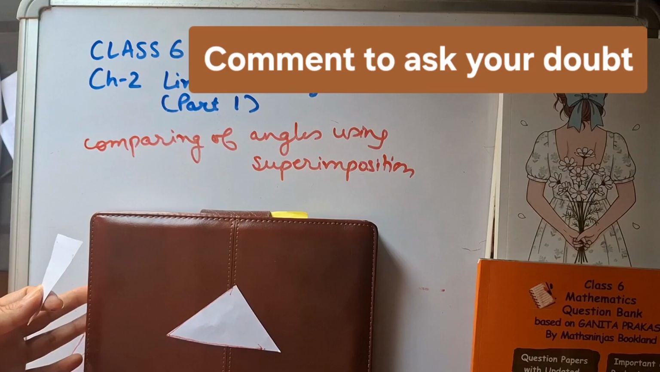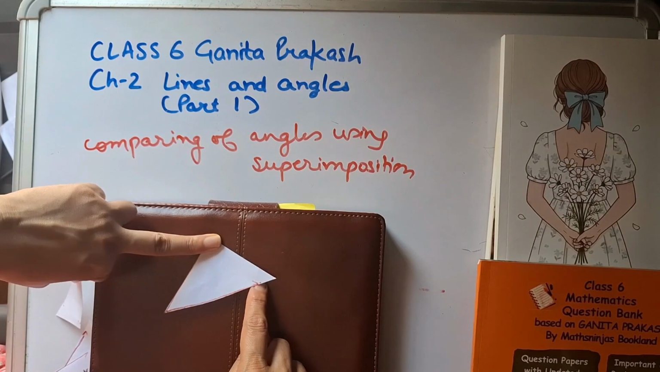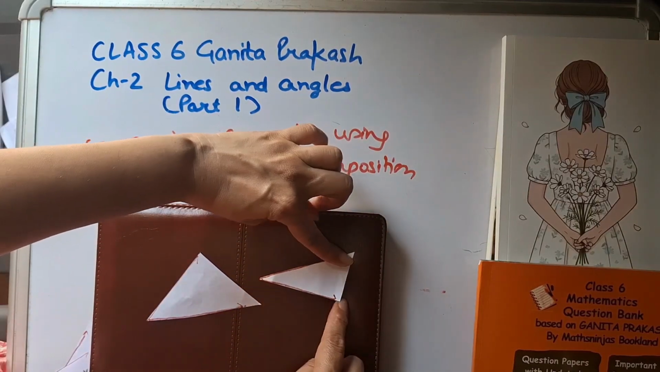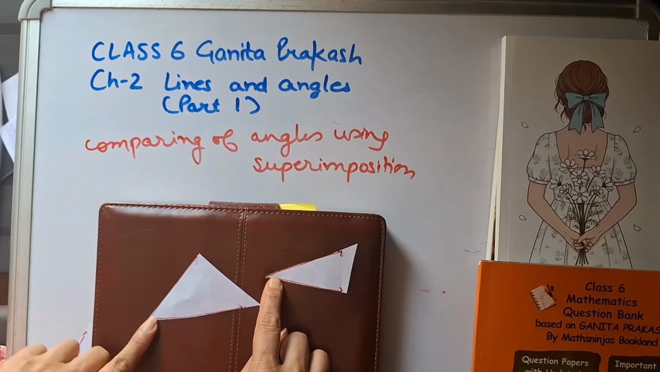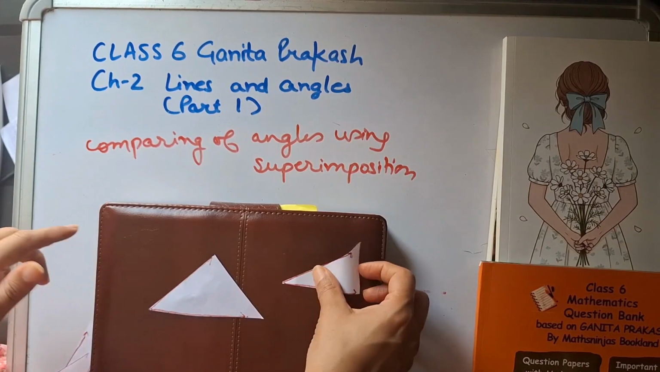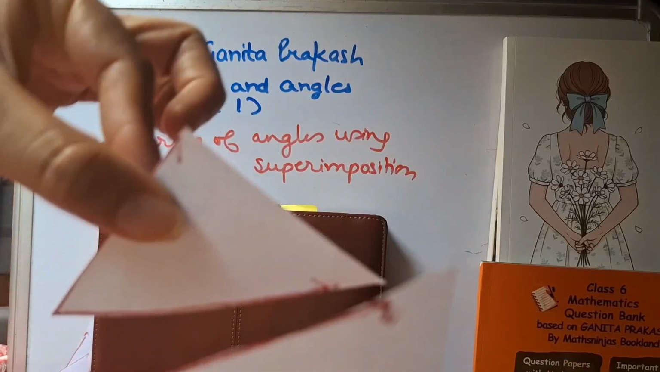Let's do comparing of angles using superimposition. So if you have this angle here, and you have another angle here, this is the starting point here, this is the starting point, these are the 2 arms, and here these are the 2 arms. So this is the angle you can see, and here is the angle you can see.